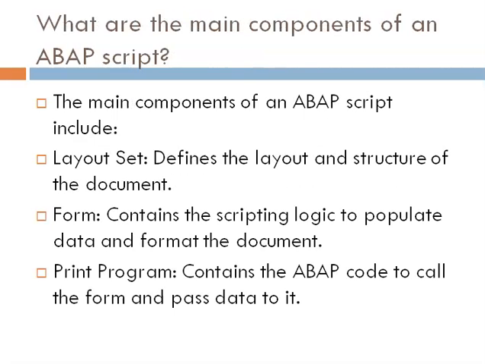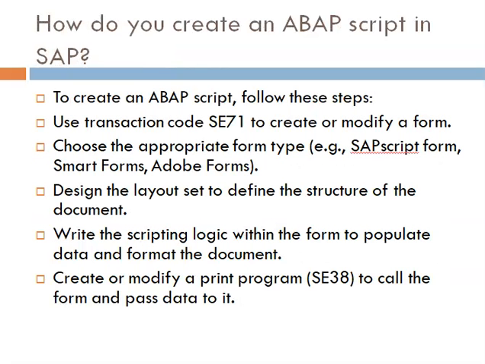What are the main components of an ABAP script? Answer. The main components of an ABAP script include layout set, which defines the layout and structure of the document. Form contains the scripting logic to populate data and format the document. Print program contains the ABAP code to call the form and pass data to it.